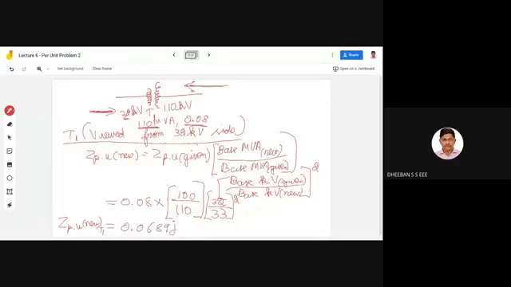I already discussed about it. When you're viewing from your primary side, you're getting 0.0689. What happens if you are viewing from your secondary side? What will be the value? Can anybody guess?